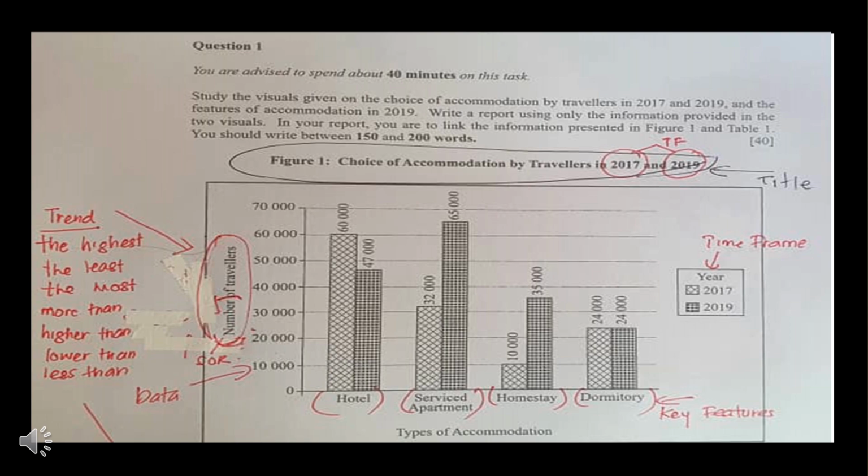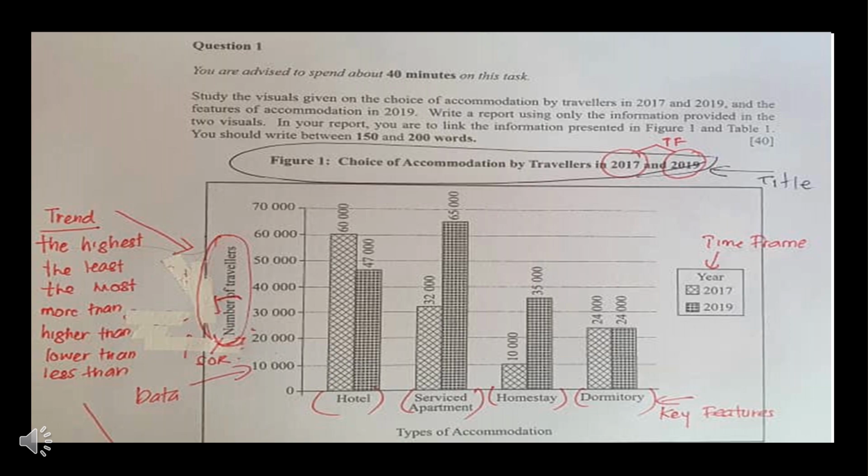Now, please underline the words choice of accommodation by travelers in 2017 and 2019 and also the features of accommodation in 2019. You also need to highlight the information given to link the information presented in Figure 1 and Table 1. This is for your synthesis, remember that. And also write between 150 and 200 words because you can't exceed the number of words here.